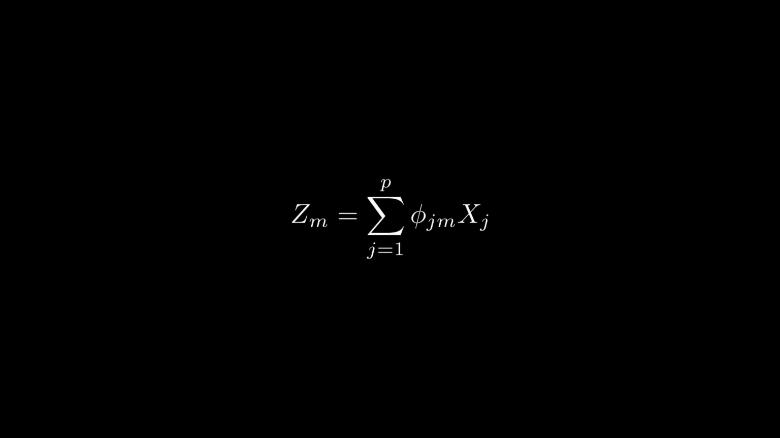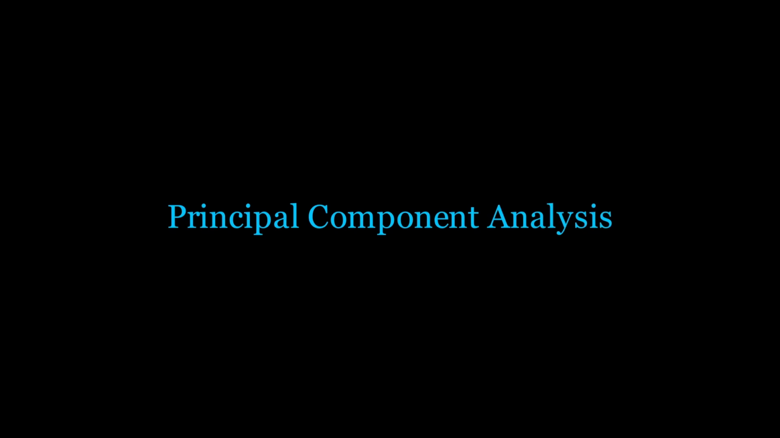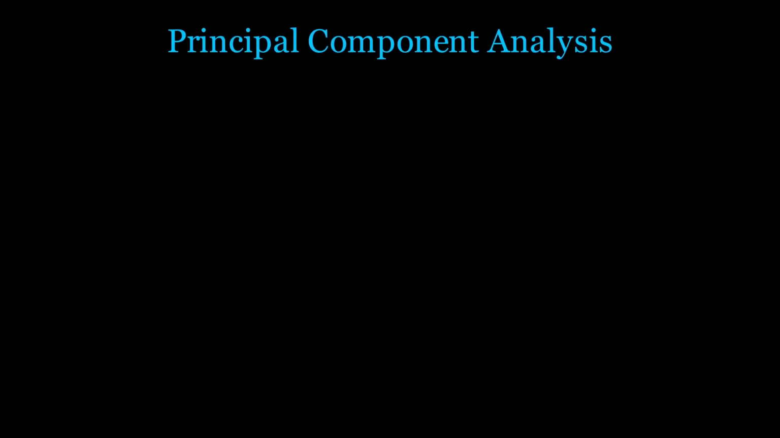But how do we determine the selection of the loadings, phi? A common method is by creating principal components. Principal component analysis builds off the concept of dimension reduction by finding a linear combination of the original predictors that captures the most variance in the data.